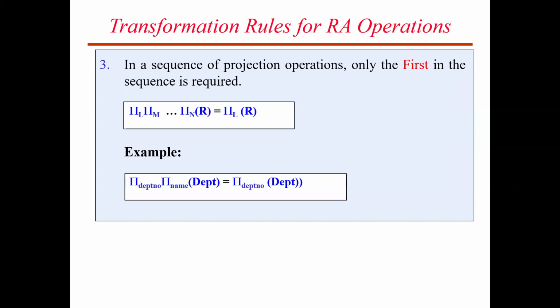Now, if you have a series of projections, the first one is important. For example, here you select department number and other columns without any condition, and this is equal to just projecting the department number. In a sequence of projection operations, only the first in the sequence is required. This is required.